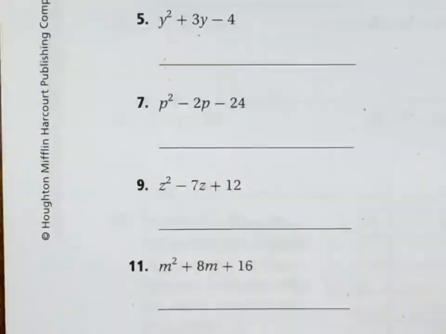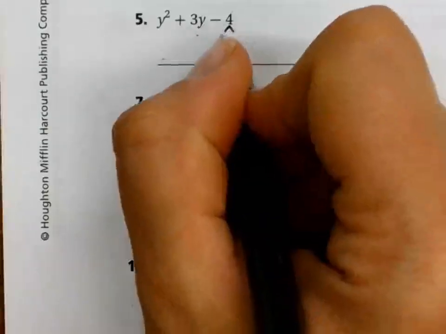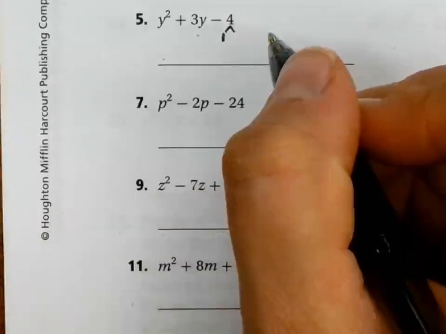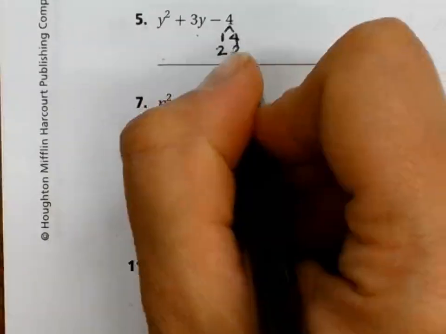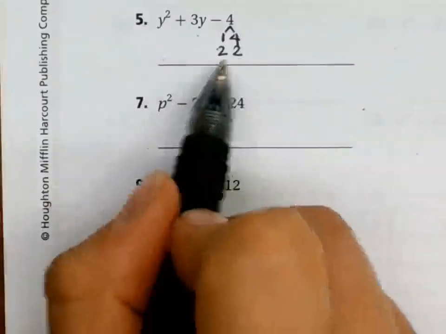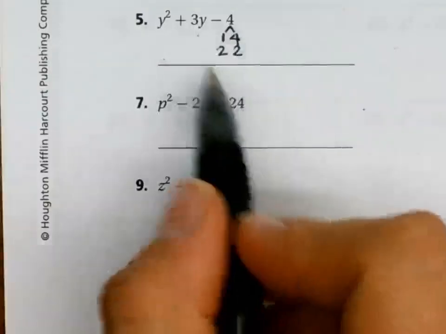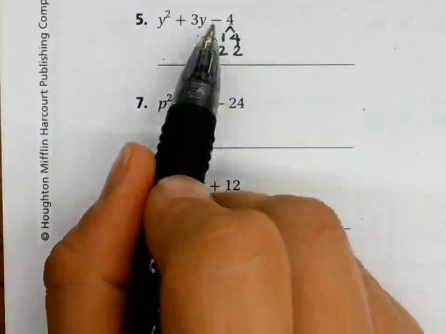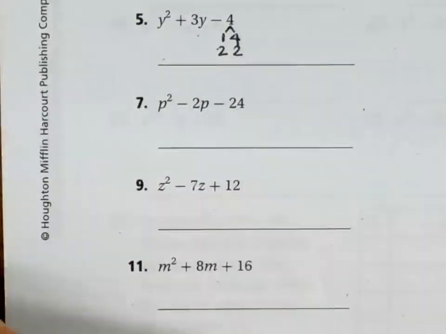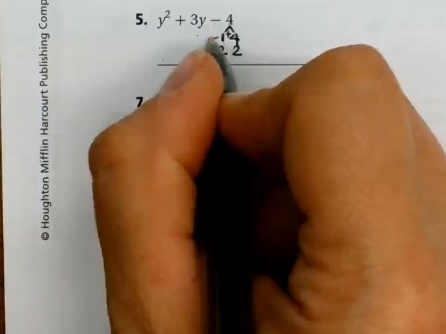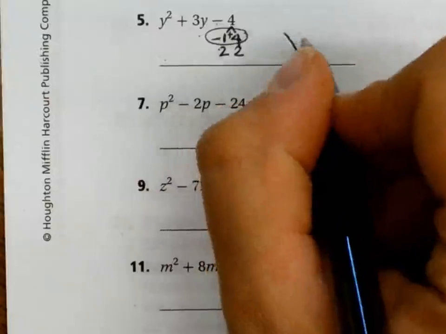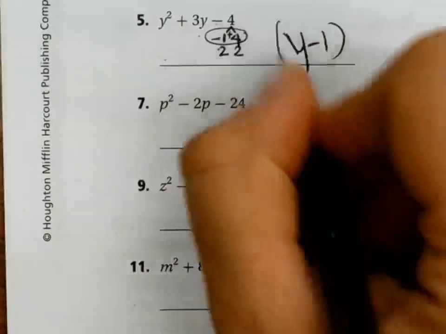Factors of 4. 1 and 4, 2 and 2, and those already are next to each other, so there's no more numbers. What multiplies to negative 4 and adds to positive 3? So positive 4, negative 1. So this is y minus 1, y plus 4.